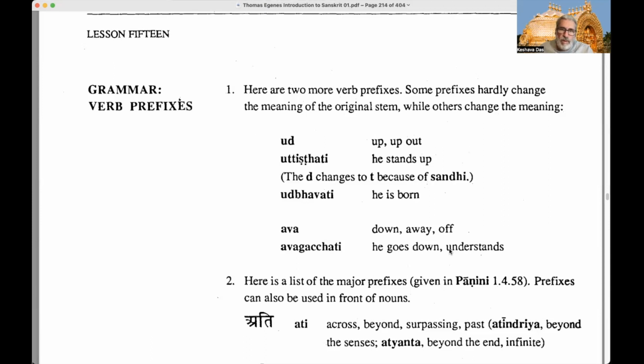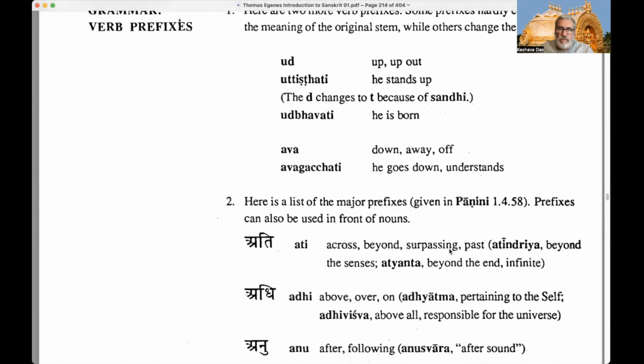Then we have udbhavati. Here, bhavati comes from the verb bhu, to be. We know two verbs for to be, bhu and as. So ud plus bhavati, which is the third person singular present tense of bhu. Bhu is the root, bhav is the stem. We add ti to it, it becomes bhavati, he is.